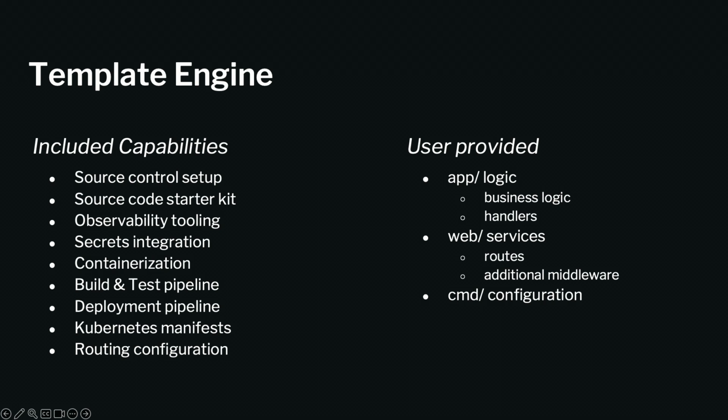So this template engine that we've built includes a bunch of capabilities that are shown on the left, and then the right-hand side talks about what the user provides. The template engine gives them source control setup, a source code starter kit. We have a few languages that we support that give them a template to start from, observability tooling, secrets integration, containerization, the build, test, and deploy pipelines, Kubernetes manifests, and also routing configuration. So all that they really have to worry about is their application logic, what services they're building, and any configuration that they might need to integrate with the included capabilities.